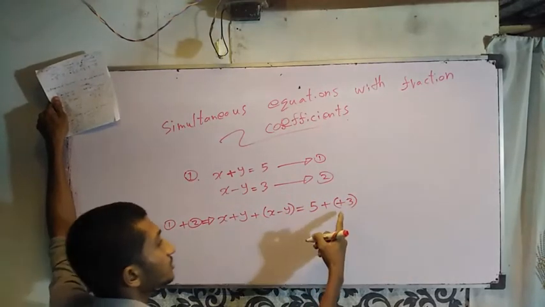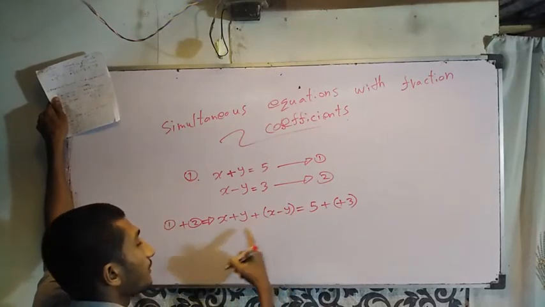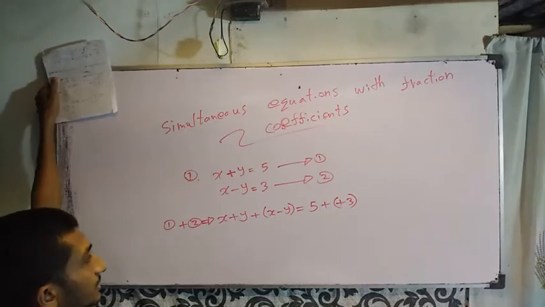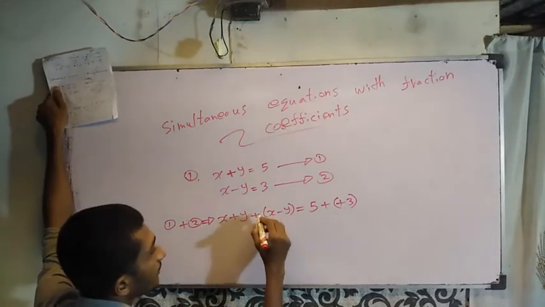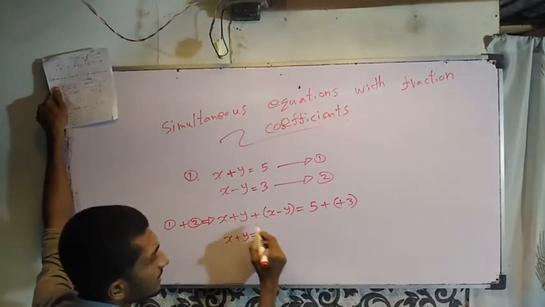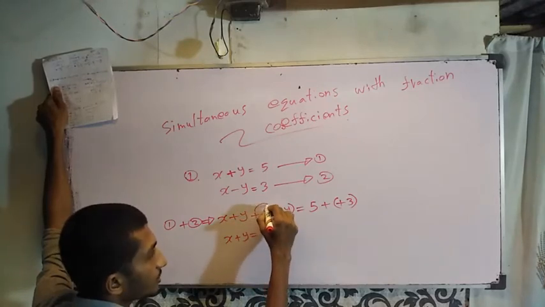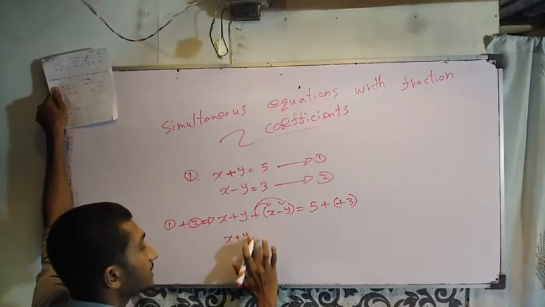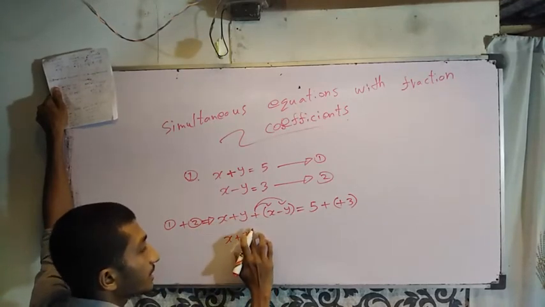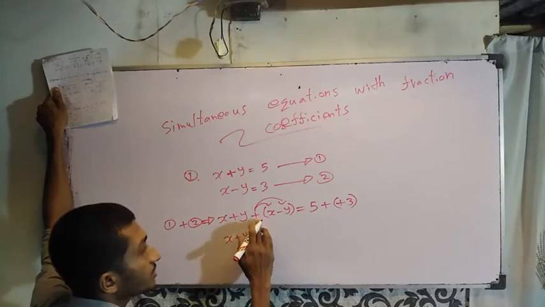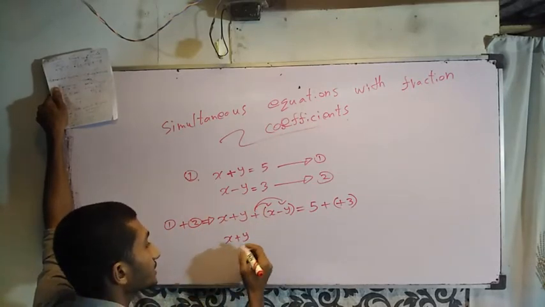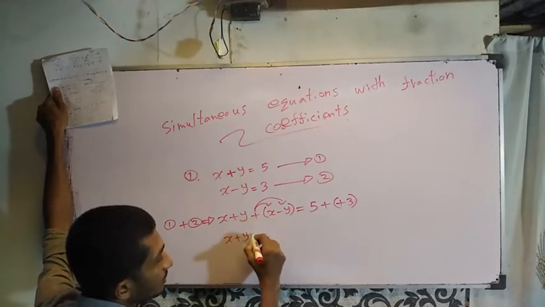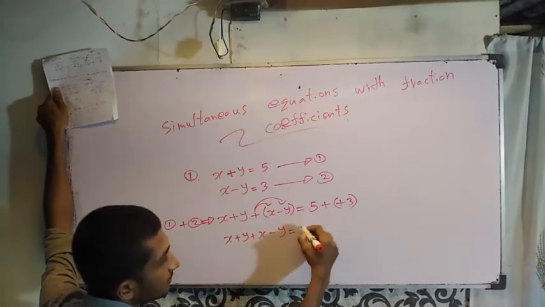Every time you write the second formula, try to use this bracket. I will explain the importance of that bracket later. Anyway, there isn't any effect from this positive sign in front of the bracket. The reason is that it is a positive sign. If there is a negative sign, it has an effect. We will discuss it later. So anyway, x plus (x minus y) is equal to 5 plus 3.